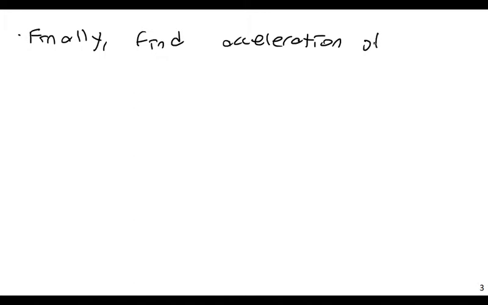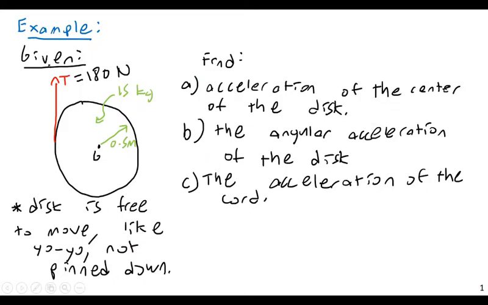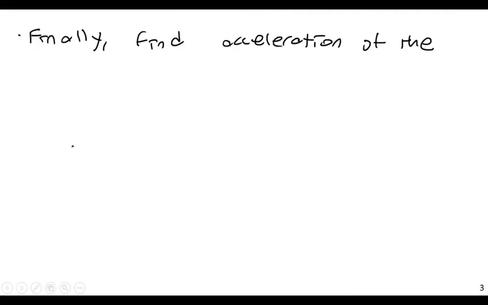Anyway, finally I wish to find the acceleration of the cord by finding the tangential acceleration of the disk at point A. Actually, let me label that on this diagram here. This is point A, where the cord meets the disk. So the cord, of course, is wrapped around the disk, in case that wasn't clear.